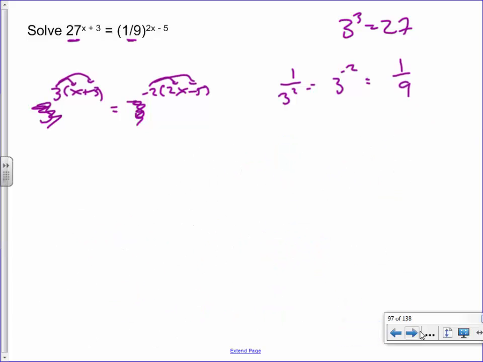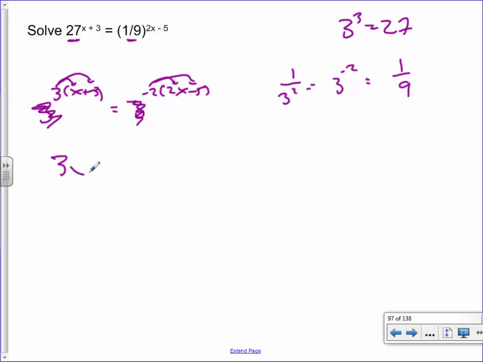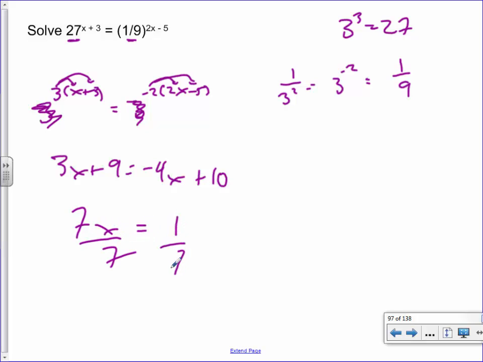I'm guessing some of you guys have probably finished the question by now, aren't you? You'll have 3x plus 9. You'll have minus 4x plus 10. So you'll have 7x equals 1. Anybody get 1 over 7 for x? Awesome. Sound good? Oh, let's try another one.